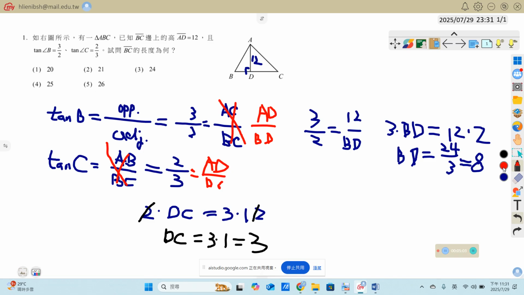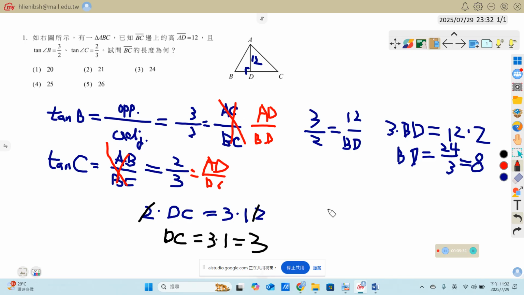I don't get it. No problem. Let's go through it together. We have 2DC equals 3 times 12. First, calculate 3 times 12, which is 36. So now we have 2DC equals 36. To find DC, you divide both sides by 2. What do you get? Why can't I just cancel 2 from both sides?